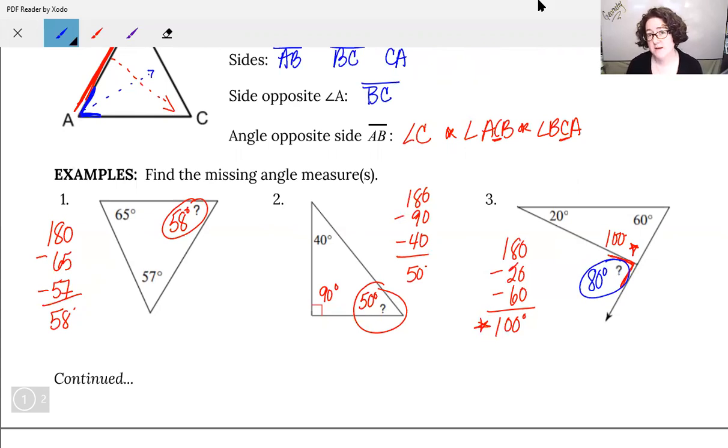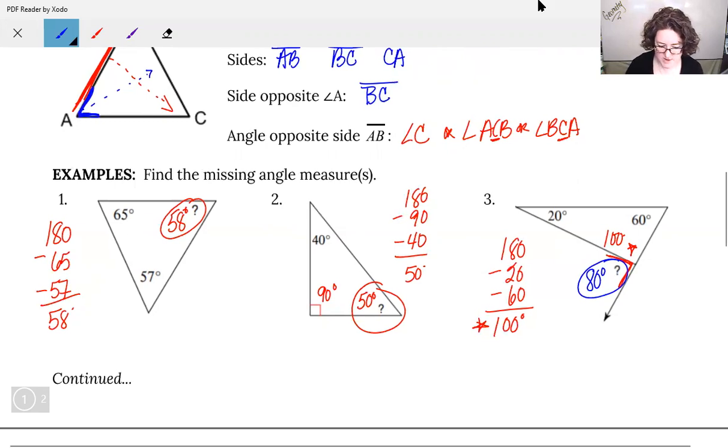So we know that linear pair or supplementary angles add up to 180. All interior angles add up to 180. And the other pair that we reviewed before that we're going to start seeing more frequently is vertical angles. And vertical angles are always going to be congruent. So let's keep going. Okay, next practice problem.